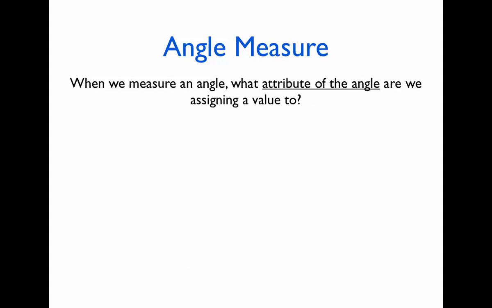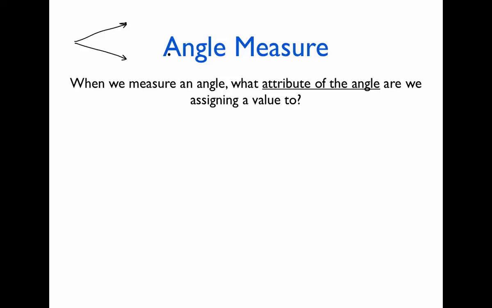Really, before we can answer that question, we have to ask, what attribute of an angle are we assigning a value to when we talk about measuring an angle? So what is it about an angle that we're assigning a number to when we measure it? I'll just draw one here. What is it about that angle that we're putting a number on? What attribute or physical characteristic?